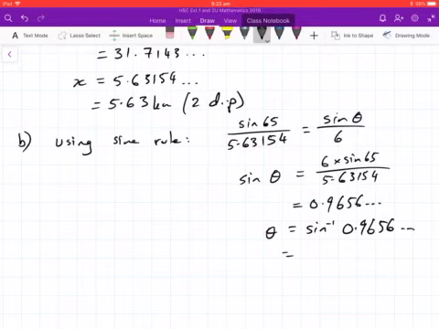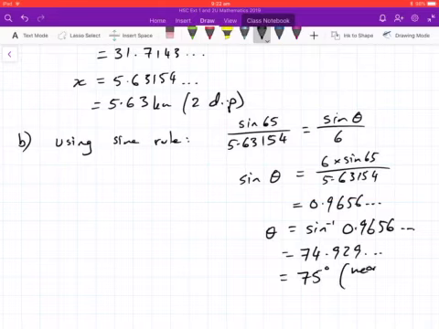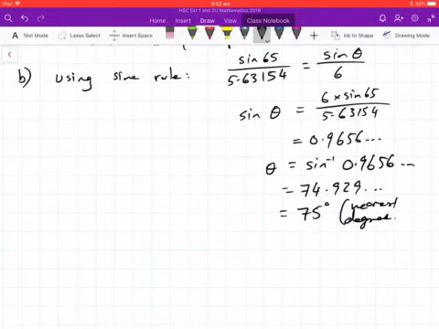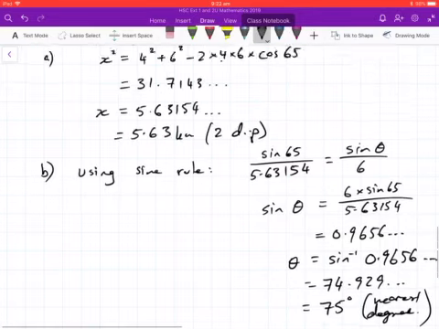Second function sine of what we found before. I get 74.5929..., which is equal to 75 degrees to the nearest degree. Now, we haven't actually answered the question yet. We need to remember that it's 40 degrees.